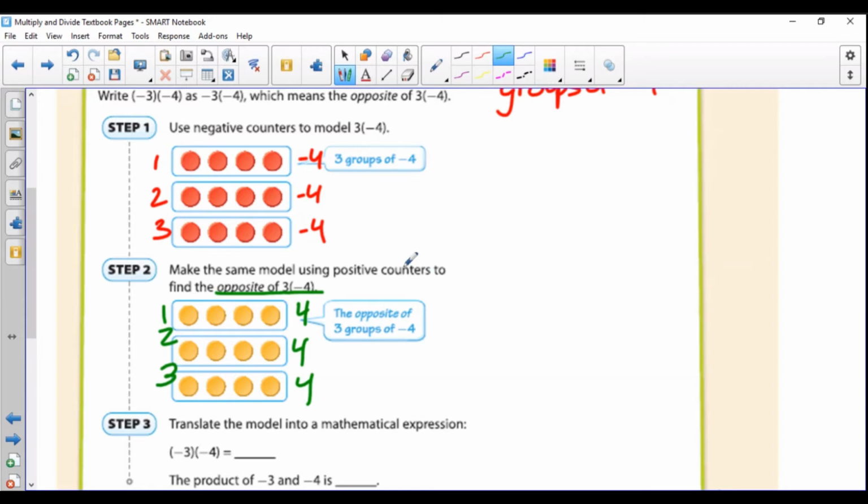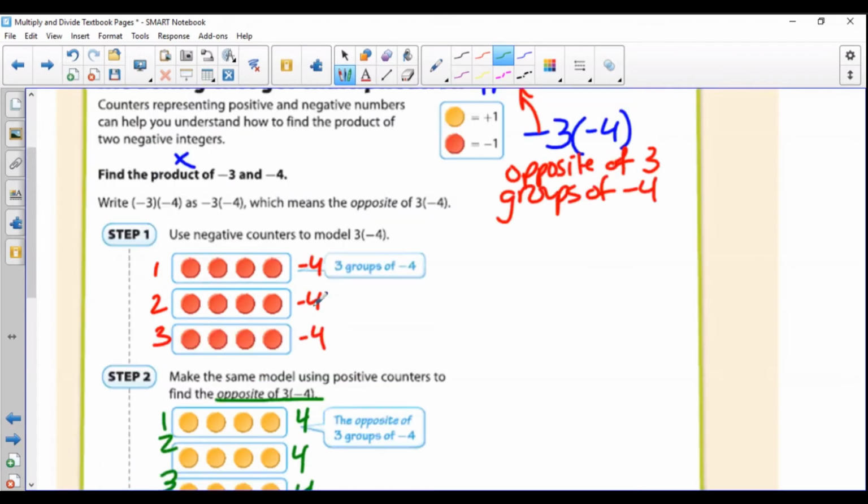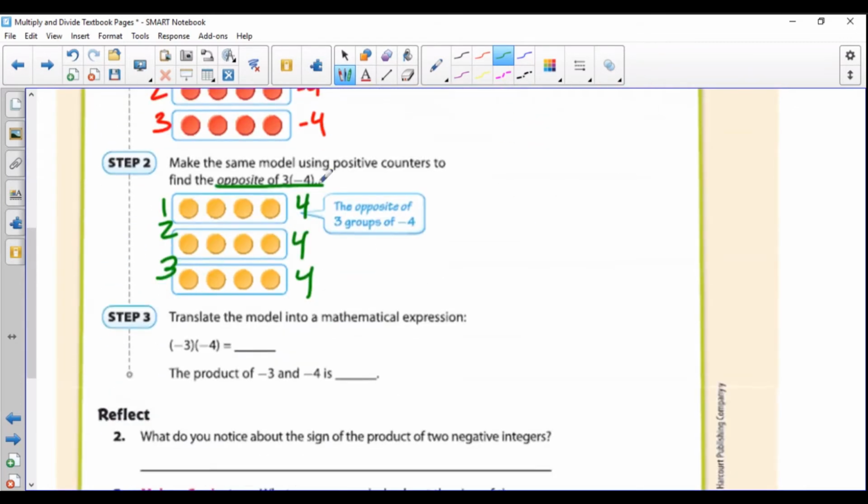Okay. Noah, you're going to help me out, buddy. When I do 3 groups of positive 4, that's like 3 times 4, right? What would 3 times 4 get me? 12, right? And because this is asking me to do the opposite of 3 groups of negative 4, that's actually 3 groups of 4. So when I multiply negative 3 times negative 4, this gets me the answer of 12.